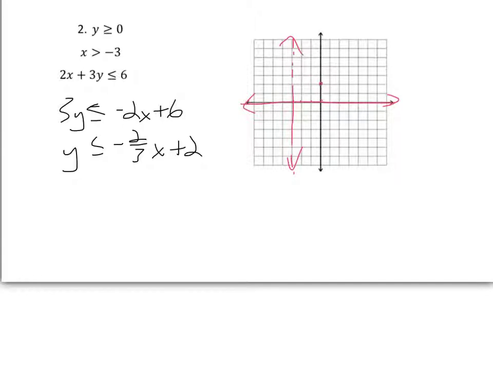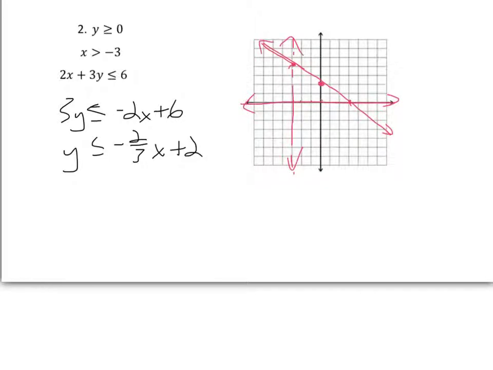Got to go up 2 for the y-intercept, then do the slope: down 2, to the right 3, or up 2, to the left 3. And since this one is less than or equal to, we keep it as a straight solid line. And that's what it looks like. So, where are we going to shade? Well, think about it this way.